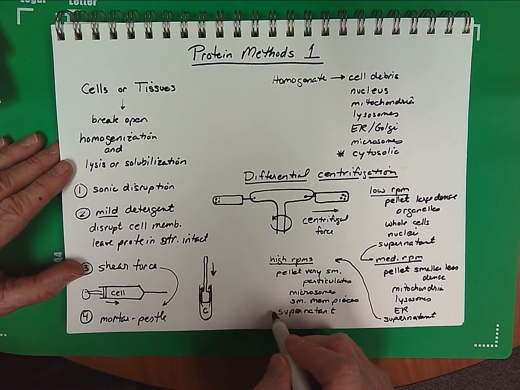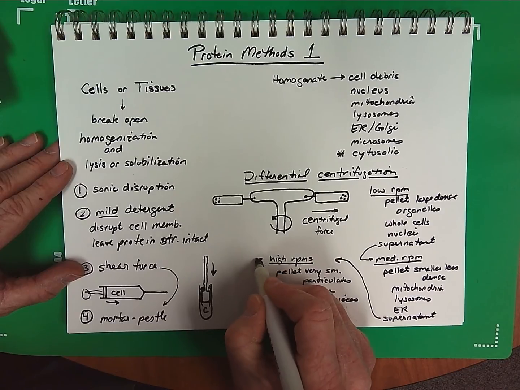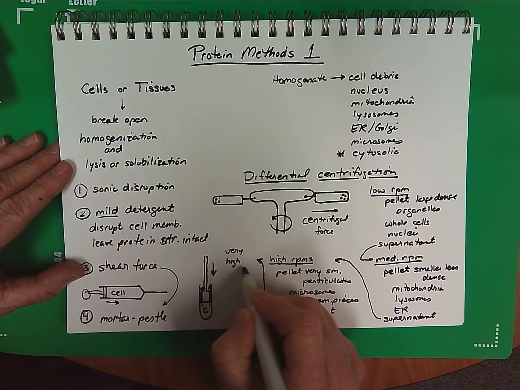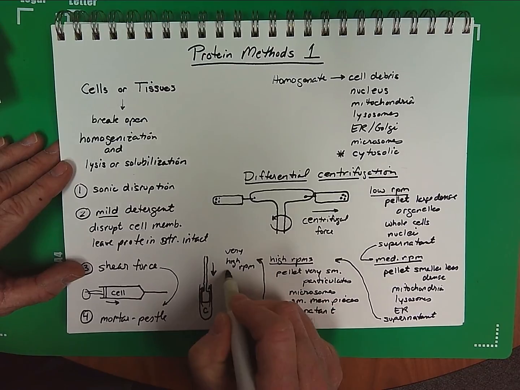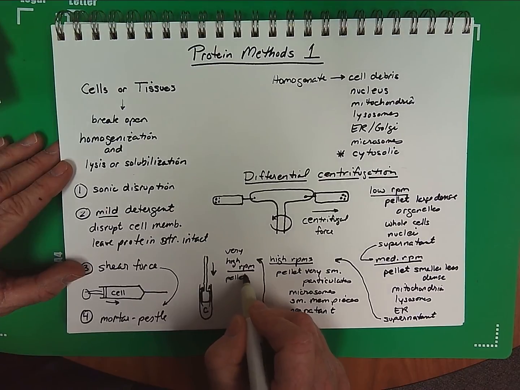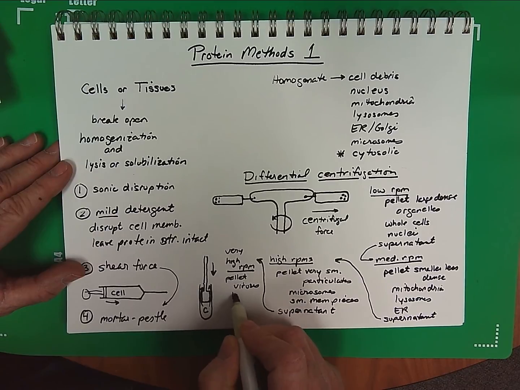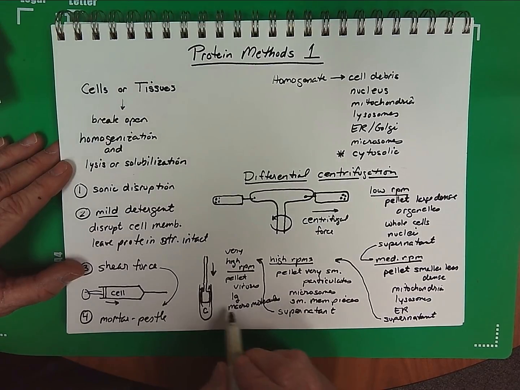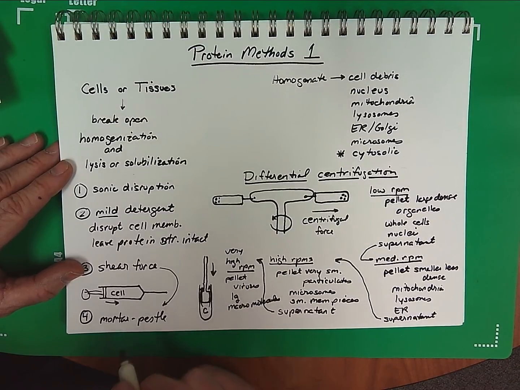And finally, we can take this one step further with very high RPMs. At this point, we will be pelleting viruses and large macromolecules. We can even precipitate or pellet large protein complexes with very high RPMs.